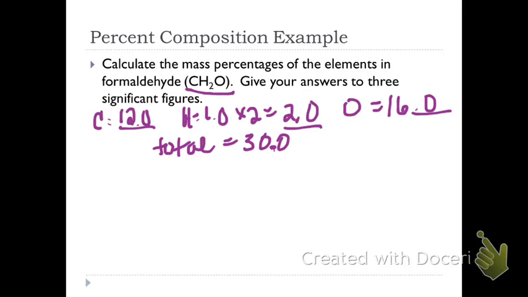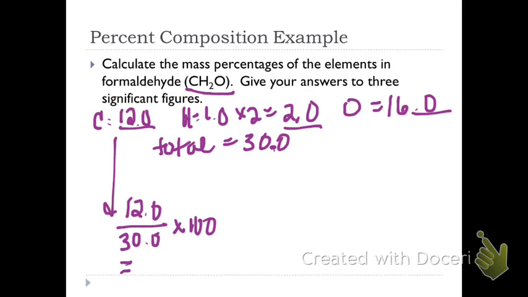Now, when you want to know the mass percentage of each element, let's do carbon first. You take the grams of carbon, you put it over the whole, and you times by 100. In this case, with 3 significant figures, like the question asked, you end up getting 40.0. And then when you label it, you need to write percent, and not just percent, the percent of what it is for, so percent carbon.